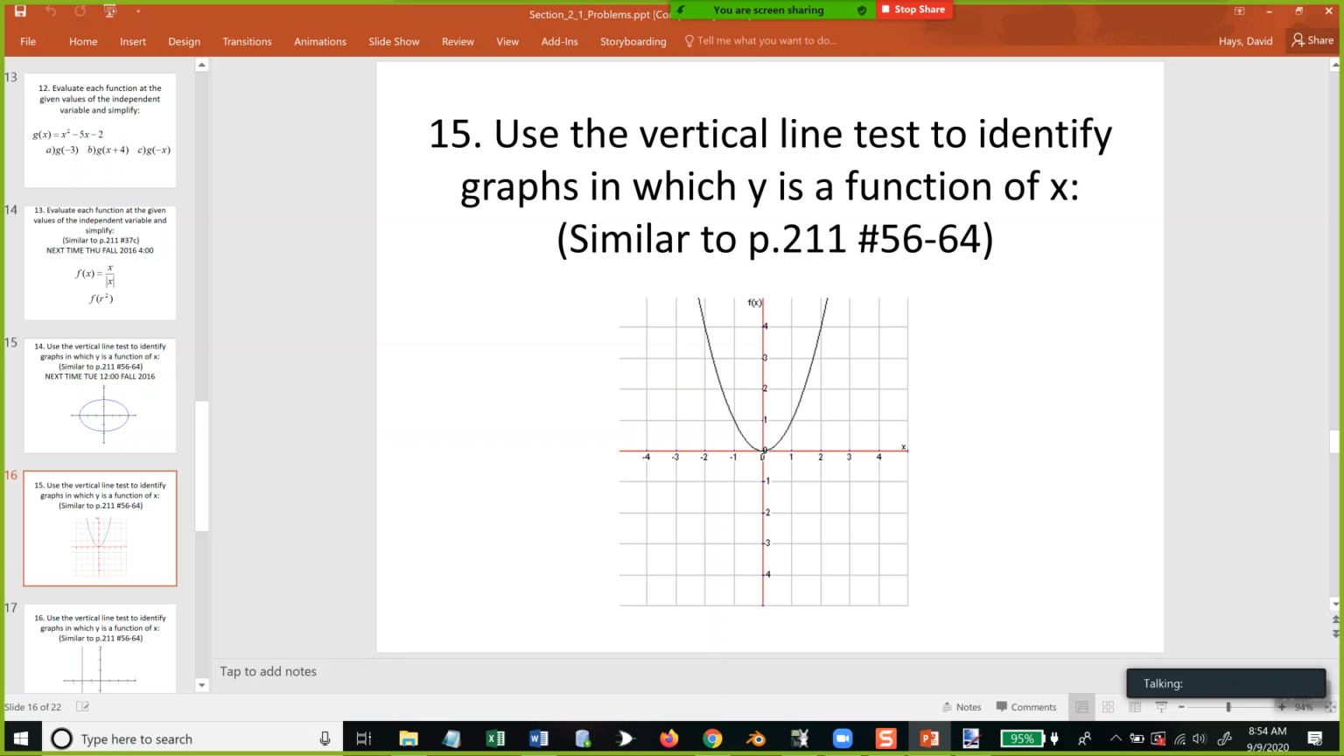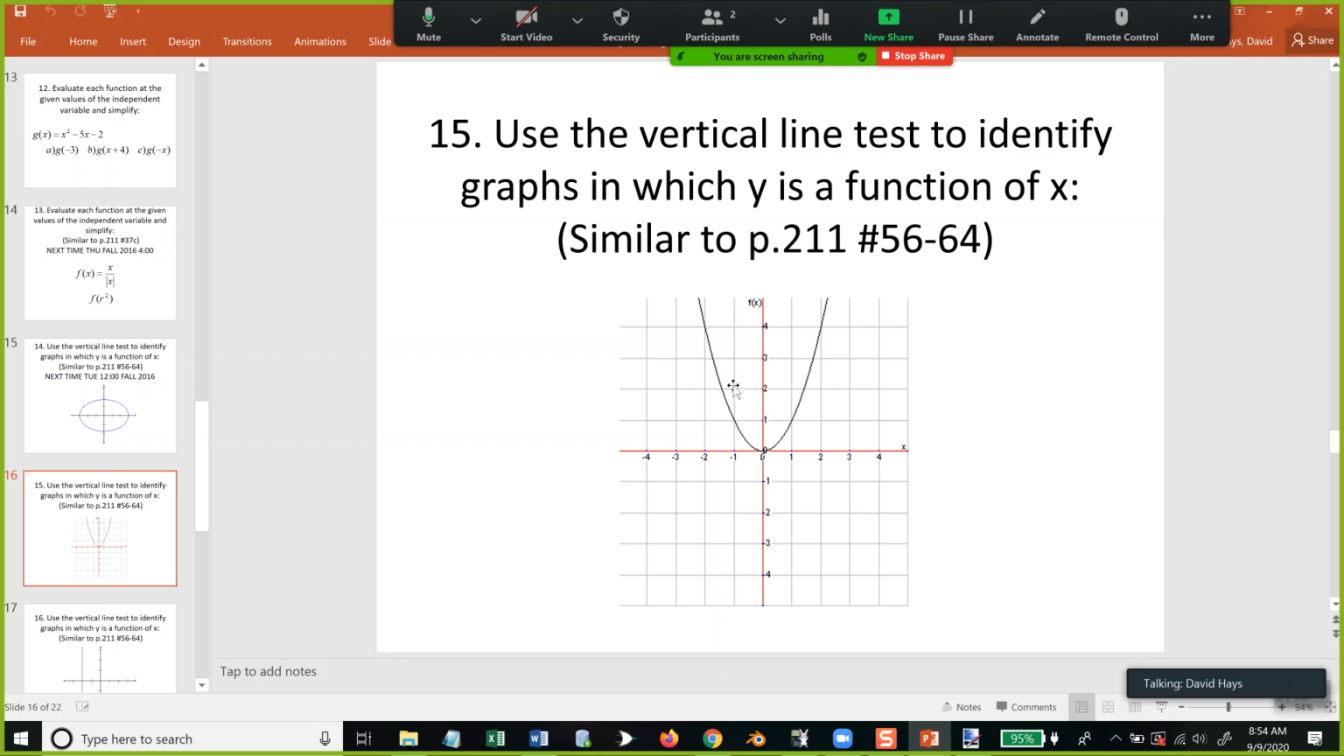How about this one? Would this be a function? Yeah. I can draw vertical lines. I can draw them all day long, and the most it'll ever intersect is one place.